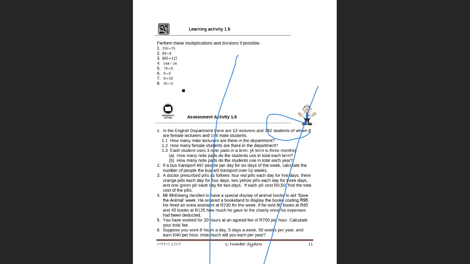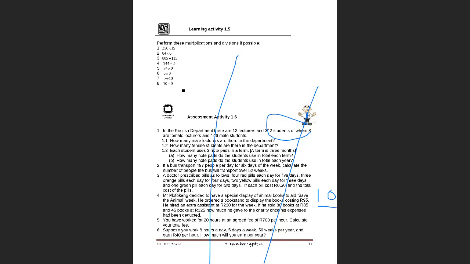Okay, now let's go to the next one. Our next one says that each student uses 3 notepads in a term. A term is 3 months. How many notepads do students use in a term? 126. Each student 1026. Is that your answer? Yes, sir. So how did you get your answer?